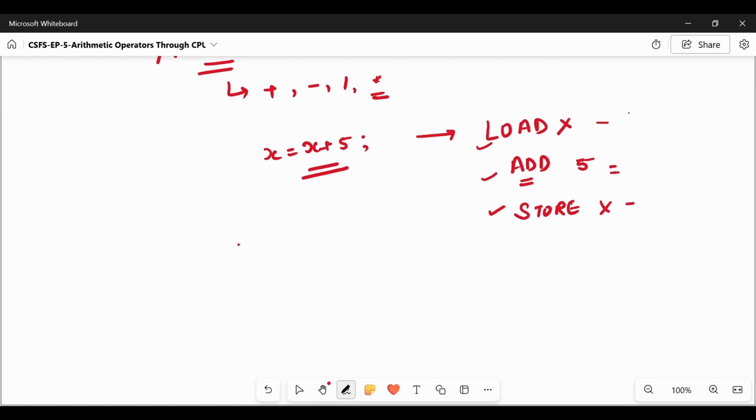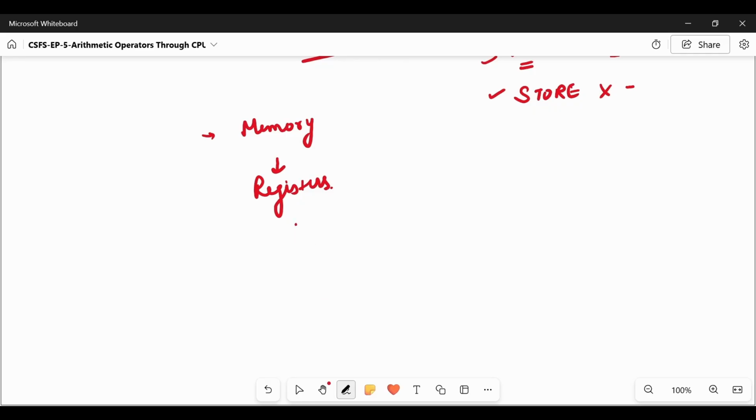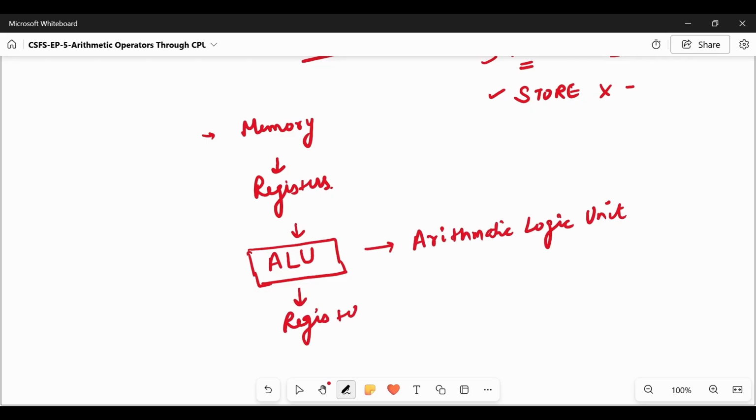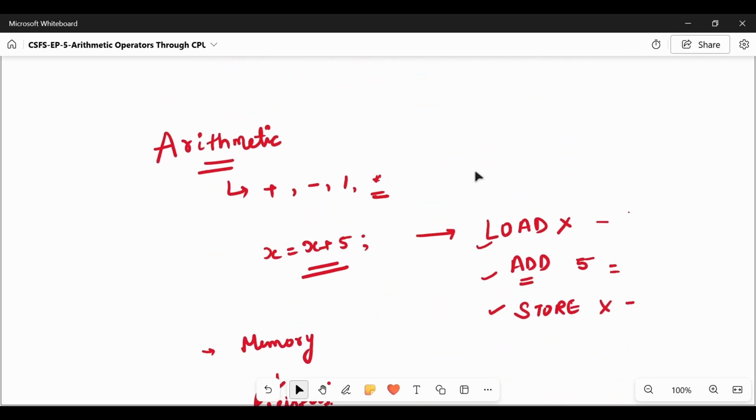At the CPU level, from the memory, we load the value into the CPU registers. From the register, we do the arithmetic operation. Inside the CPU we have the ALU, the arithmetic logic unit, which is responsible for performing all kinds of arithmetic operations, and after the operation it gives the value back to the register, where that value is further stored into memory for the user. So all these steps happen when we do a simple arithmetic operation.